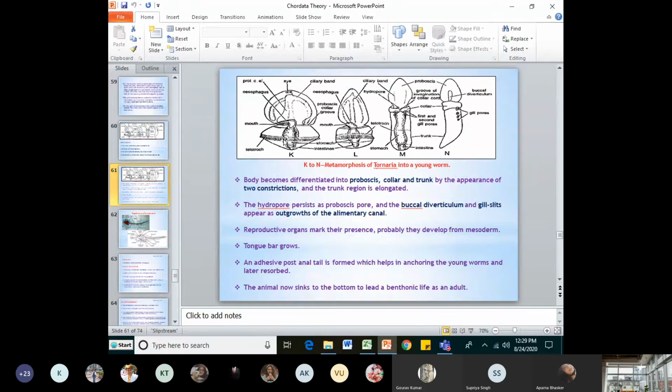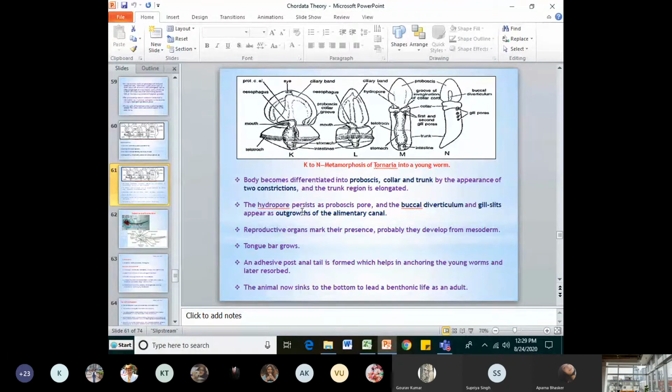This happens in the Tornaria larva when it starts turning into the adult by the appearance of two constrictions. So the proboscis, collar, and trunk regions are formed by two constrictions which take place in the Tornaria larva, and the trunk region is elongated because it has to accommodate gills as well as gonads. So this is further differentiated into the branchiogenital region.